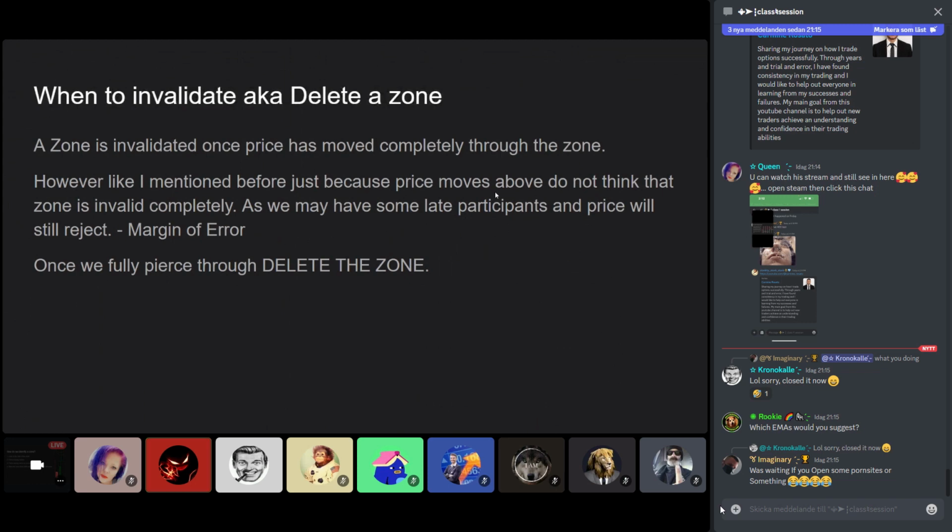So once again, when to invalidate a zone. A zone is invalidated once price has moved completely through the zone. However, like I mentioned before, just because price moves through the zone, do not think that zone is invalid completely, as we may have some late participants and price will still reject. Like I said, margin of error. But once we see a strong move through that zone and it doesn't seem like we're rejecting, just delete it off your chart. Forget it was ever there.